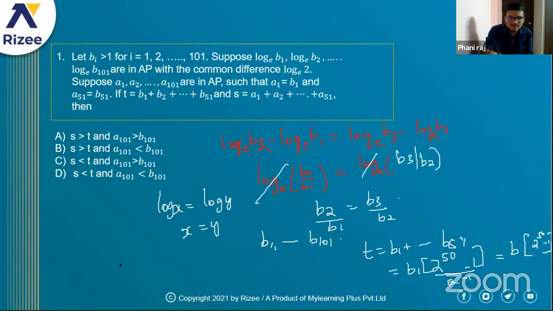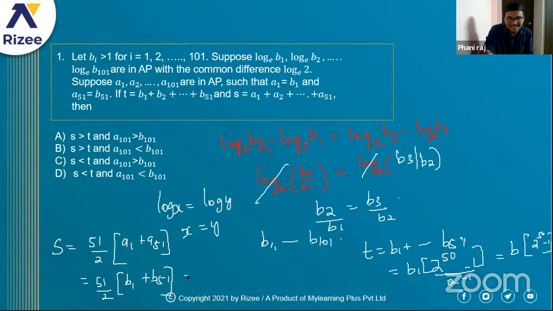This is t. Now let's go to s. S is an arithmetic progression, so we know the direct formula: 51 by 2 into a1 plus a51. But you see, a1 is the same as b1 and a51 is the same as b51, so this is 51 by 2 into b1 plus b51. This is 51 by 2 into b1 plus b1 into 2 power 50, because the bi's are in GP.